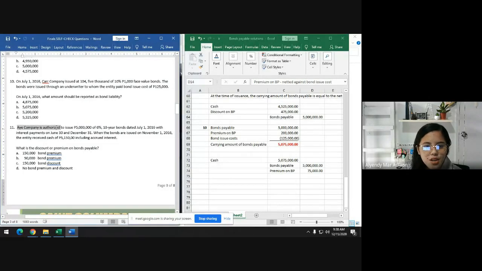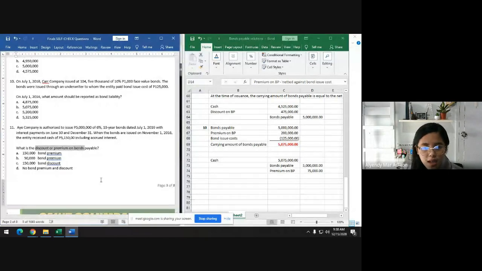A company is authorized to issue 5 million of 6% 10-year bonds dated July 1, 2016 with interest payments on June 30 and December 31. When bonds are issued on November 1, 2016, the entity received cash of 5,150,000 including accrued interest. What is the discount or premium on bonds payable?